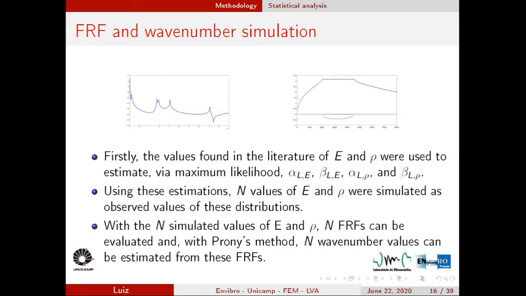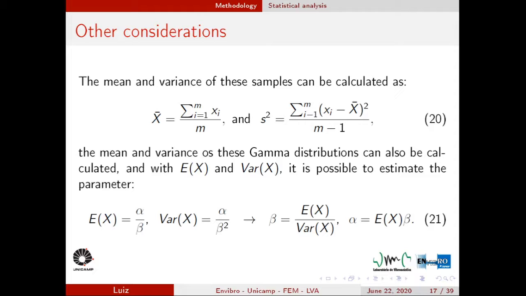Using all the values we obtained in the literature and considering that E and ρ follow a gamma distribution each, we use the maximum likelihood method to estimate their distributions. Then, with these distributions, we could simulate n values for E and ρ, and we also simulated FRFs equally spaced throughout the finite structure. Then, using these FRFs, we could estimate the wave number values, which here we considered as observed wave number values. In addition, we are going to present some sample statistics, which are the mean and variance, presented as equation 20, and we also have some important relationships as equation 21.